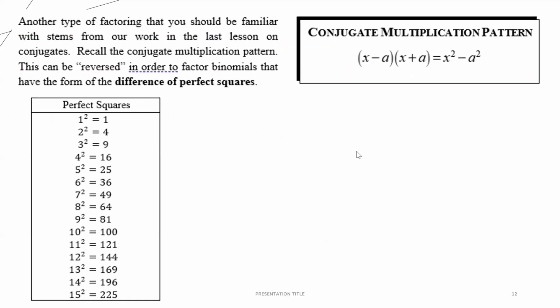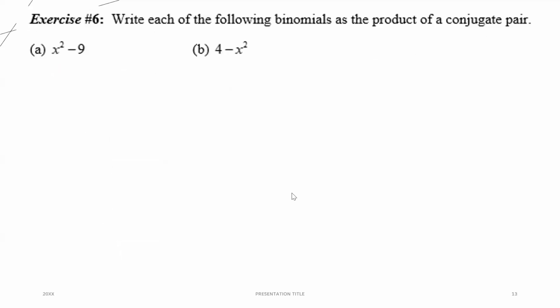All right, difference of perfect squares. It has to be a difference and it has to be a perfect square. They have to have 2 terms, both perfect squares. Here we go. So x squared minus 9, you can set it up.